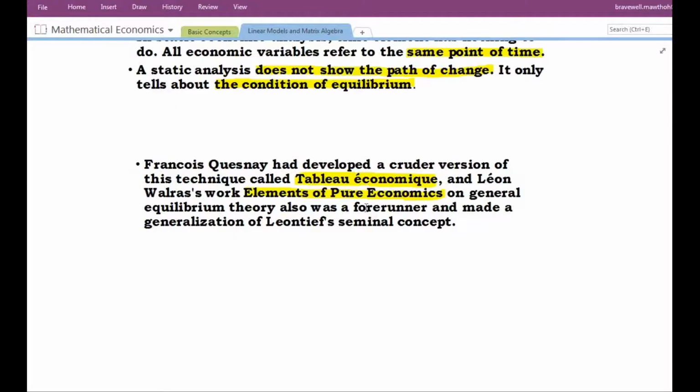Now before Leontief developed the input-output model, there were several attempts or works of different economists, which became the background, or the base we can say, of the input-output model. Francois Quesnay developed a cruder version of this technique called the Tableau Économique, and Leon Walras' work Elements of Pure Economics on General Equilibrium Theory was a forerunner and made a generalization of Leontief's seminal concept.